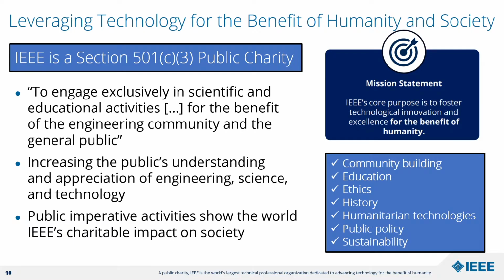So IEEE is a public charity, and part of what we do is to provide learning and education, particularly for scientific purposes. And our activities are all tied to that mission we spoke about before, for advancing technology for the benefit of humanity, which helps better demonstrate the great impact that IEEE, our members, and engineering technology have on society. These activities encompass efforts in such areas as community building, education, ethics, history, humanitarian technologies, public policy, as well as sustainability. And these activities play an important role in demonstrating the great impact that IEEE members have on our society.